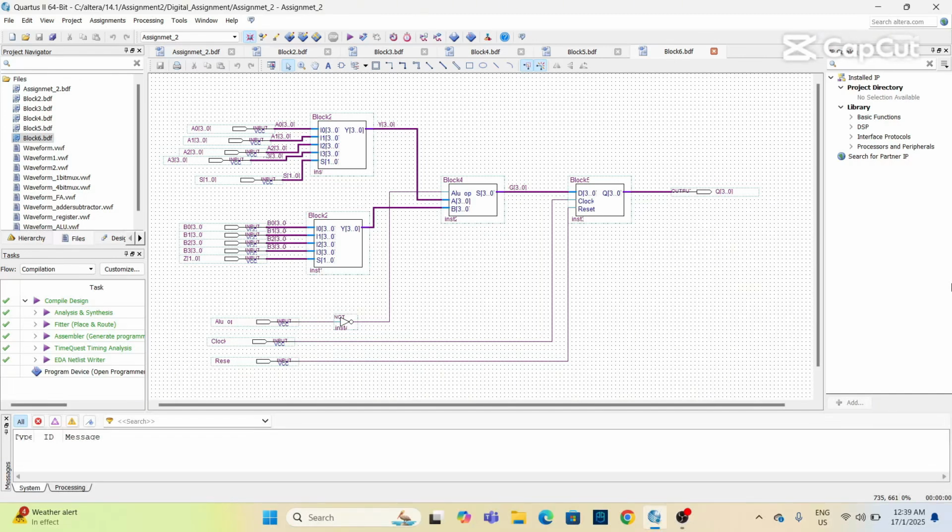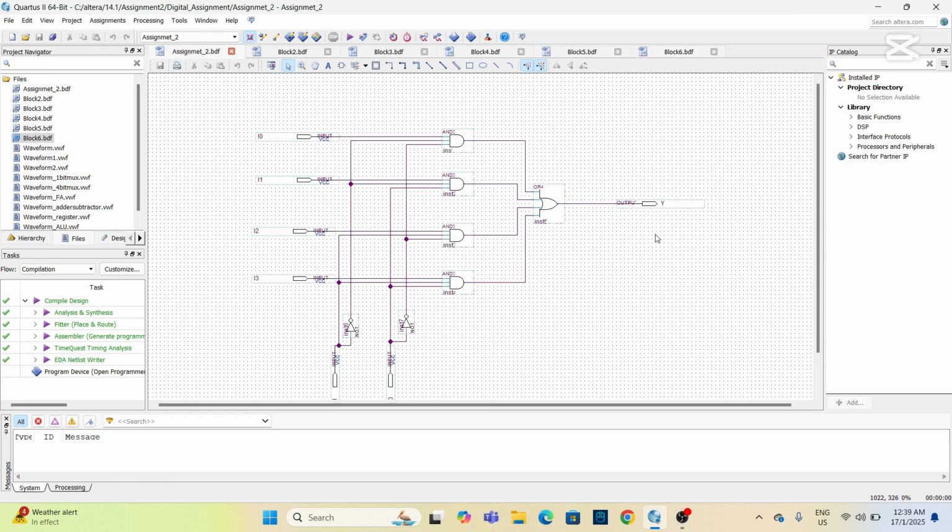Hello, this is Uisuyen. We are going to design the Arithmetic Logic Unit, ALU, which is part of a Reduced Instruction Set Architecture CPU. This design consists of a multiplexer, an arithmetic unit, and also a register. So we will start with the multiplexer first.